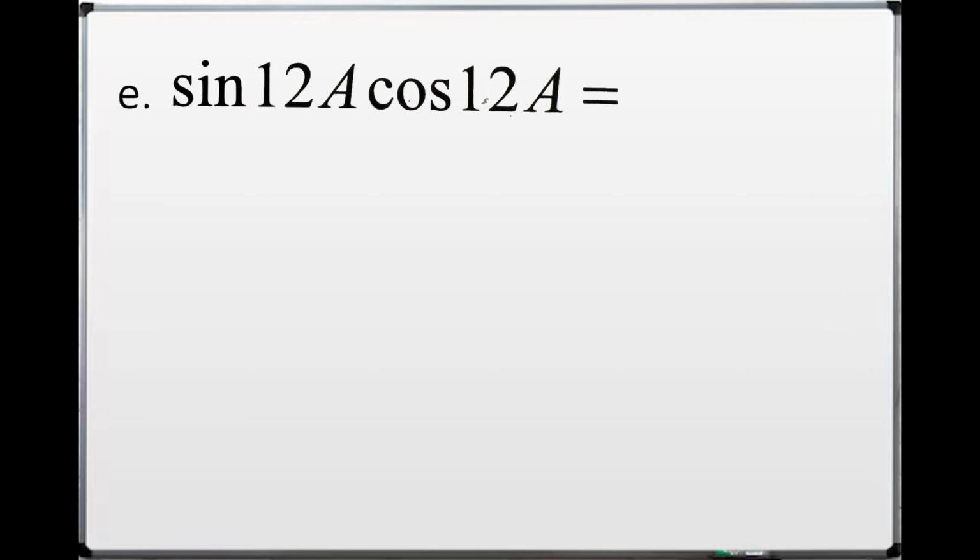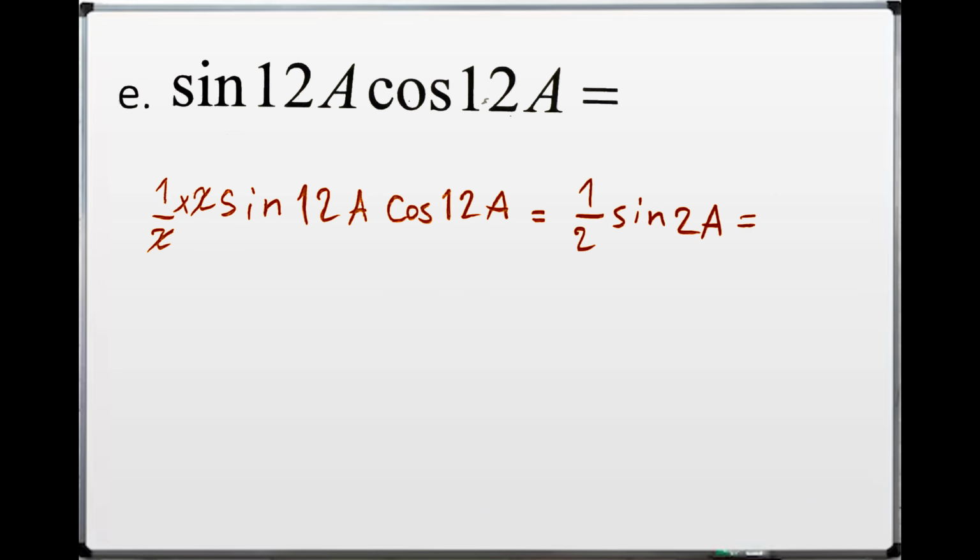This next question is a little bit trickier, but still we can do it. Usually on the other side of the equation, we've got a 2 multiplied to sine a cosine a. But in this case we don't. So we can assume that 1/2 has been multiplied to this equation, and whatever we do to one side of the equation, we have to do to the other side as well.